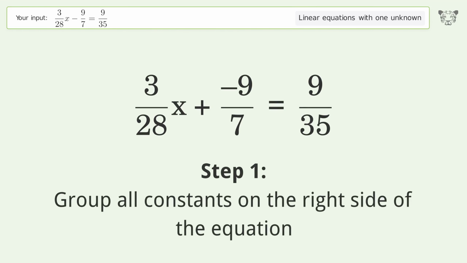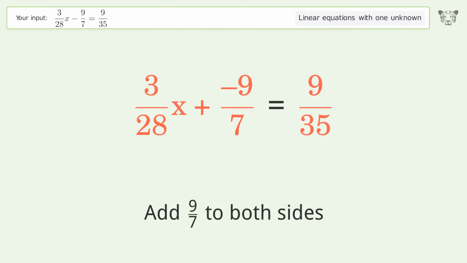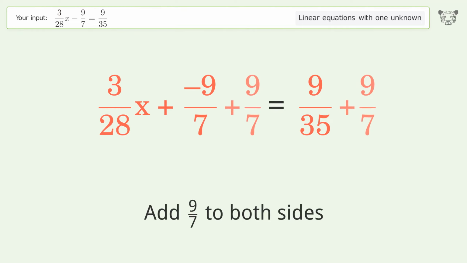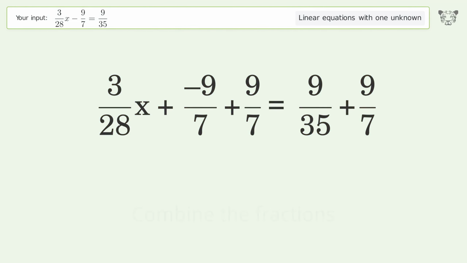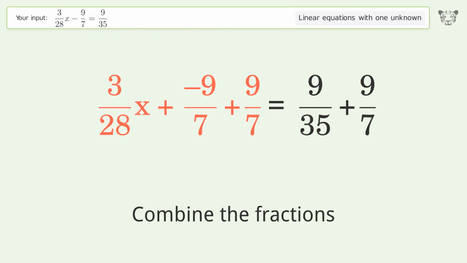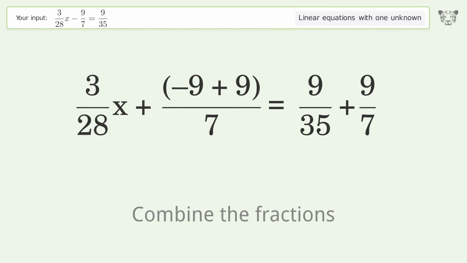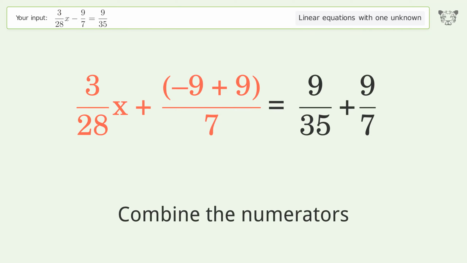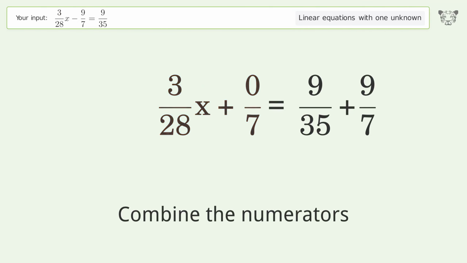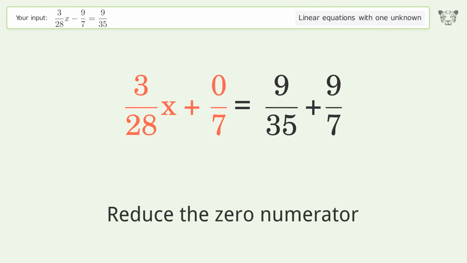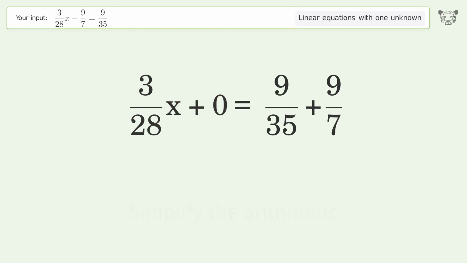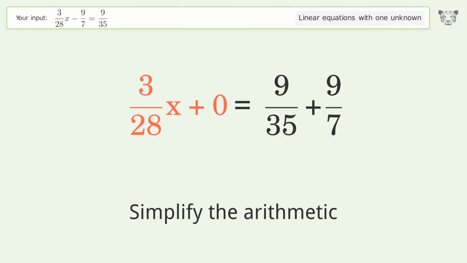Group all constants on the right side of the equation. Add 9/7 to both sides. Combine the fractions. Combine the numerators. Reduce the zero numerator. Simplify the arithmetic.